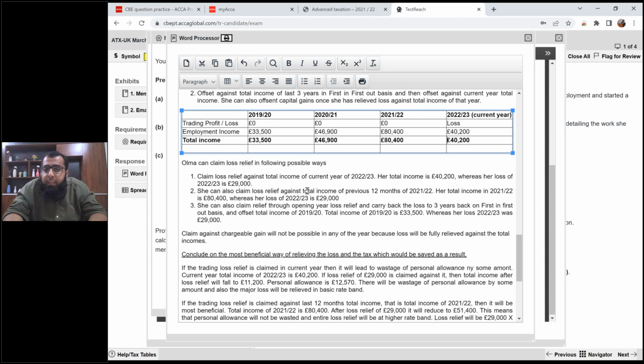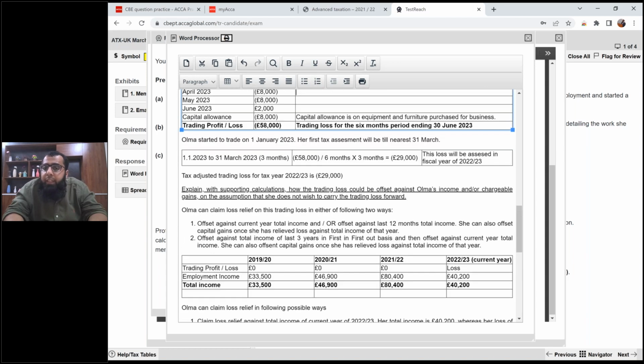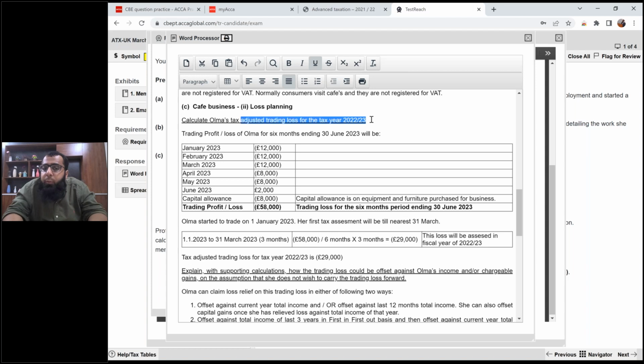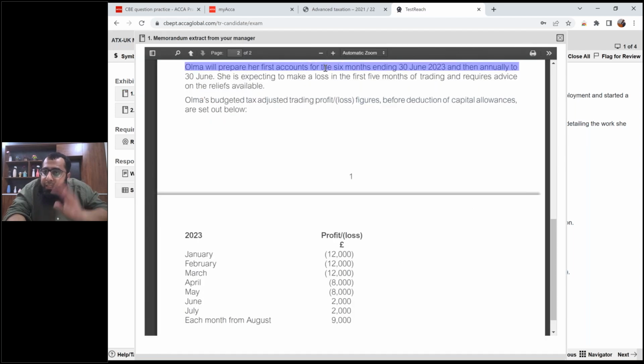First of all, he asked us to calculate the adjusted trading loss for the tax year 22-23. We said that we cannot directly identify the loss of 22-23. First, we need to work out the accounting period. Listen to me. He asked us the tax adjusted trading loss for 22-23. You cannot work out 22-23 directly. First, you will work out these 6 months. Then you apply basis period.